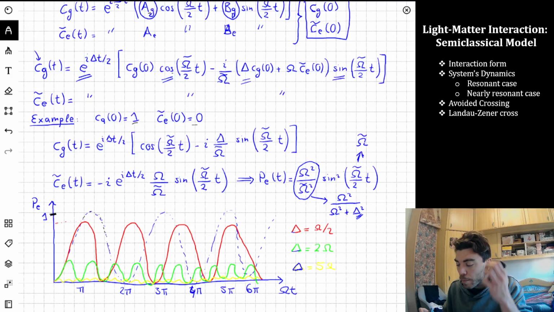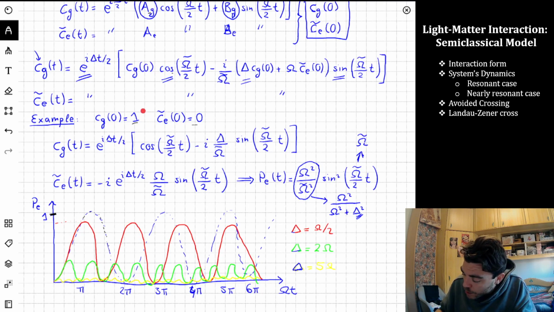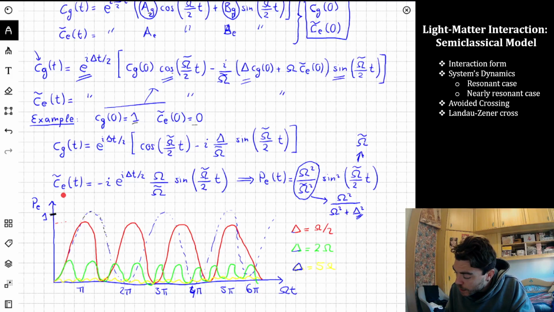So the example that I'm going to use here is exactly the same as the one we had in the last video, which is we initially start with an atom in the ground state, we shine the light, and we see what happens, or what is the prediction of this model. If we plug this initial condition into this equation, we get these other equations. As you can see, for example, the equation for the excited state is pretty simplified.